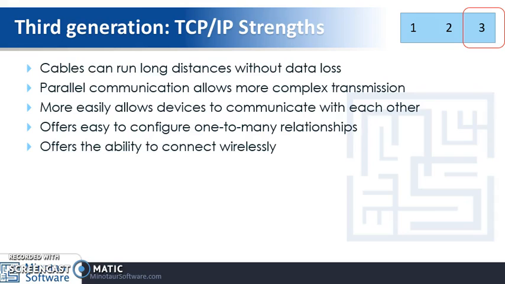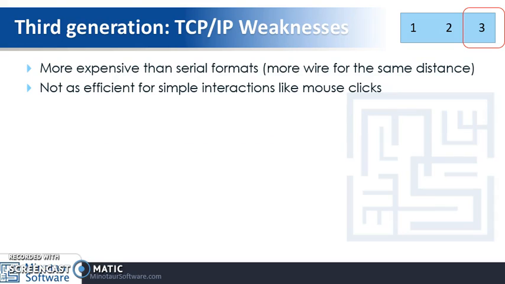So the strengths of TCP/IP include that cables can be run long distances without data loss. You can communicate in parallel, which means more complex transmission and faster communication. It more easily allows devices to communicate with each other. And it offers easy to configure one-to-many relationships or many-to-many relationships, which is really the definition of a network. Further, it offers the ability to connect more easily using wireless technology. The weaknesses are basically that it's more expensive than serial formats per length of wire, just because there's multiple wires inside the insulation, and it's not as efficient for simple interactions like mouse clicks.